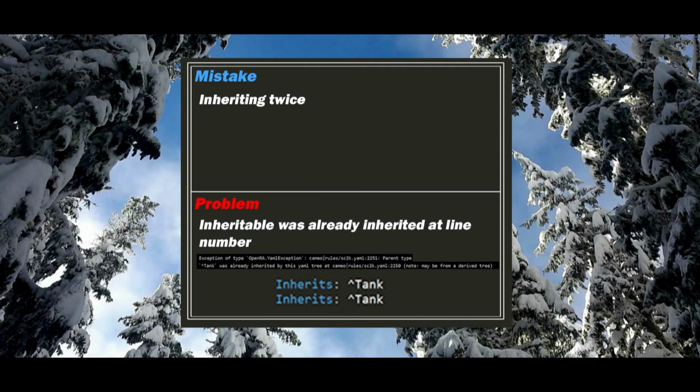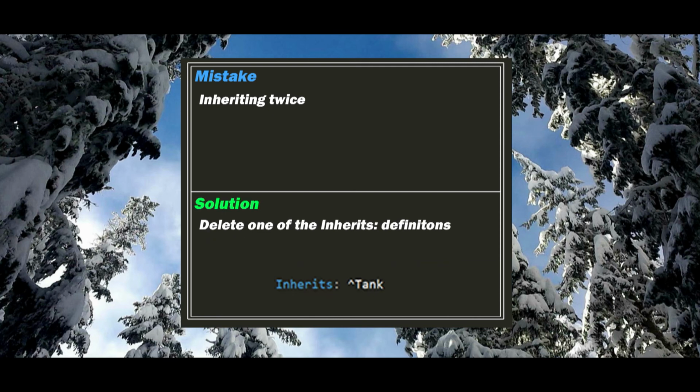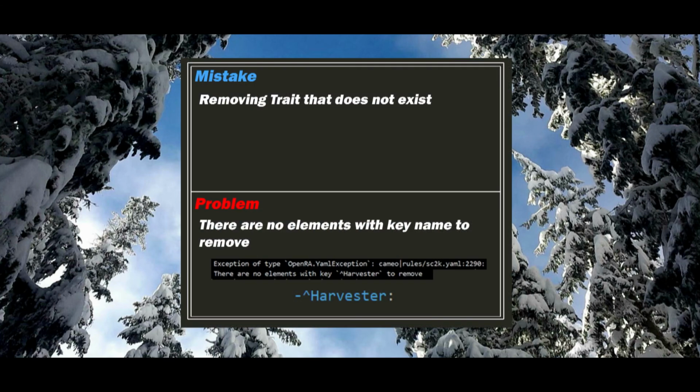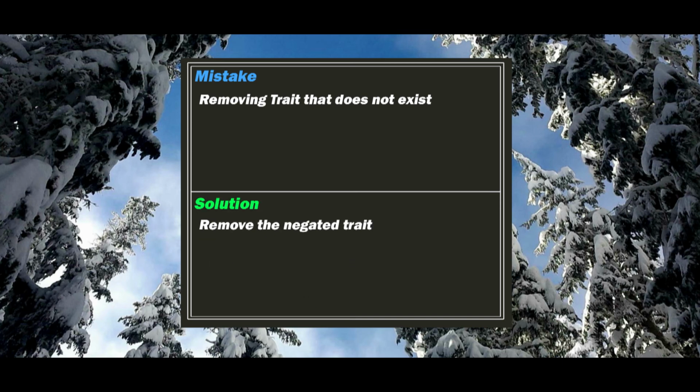Inheriting twice. Crash: inheritable was already inherited at line number, fixed by deleting one of the inherits definitions. Removing a trait that does not exist. There are no elements with key name to remove, fixed by removing the negated trait.